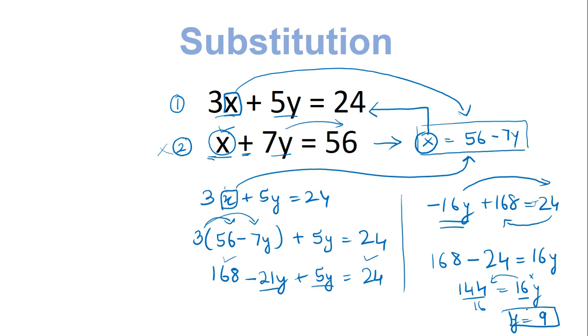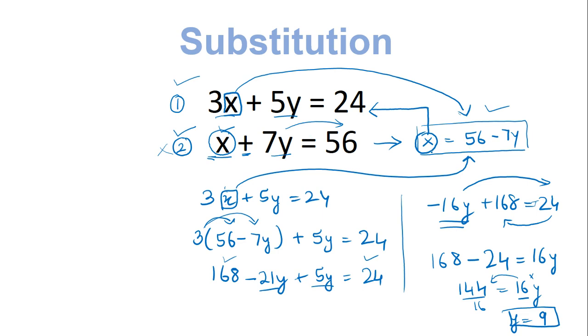You have to also figure out the value of x, because the point of systems of equations is that you need to find the values for both the variables given. Either it's x, y, or a, b, c, d, whatever it is, you need to find out the values for all the variables involved. Now that I've got y equals 9, I need to put this y equals 9 either in equation number 1, or you can put it in equation number 2, or you can put it in the equation that you have already rearranged. Wherever you put that value of y, you are going to get the same answer. You can try that out and see if you're getting the same answer.